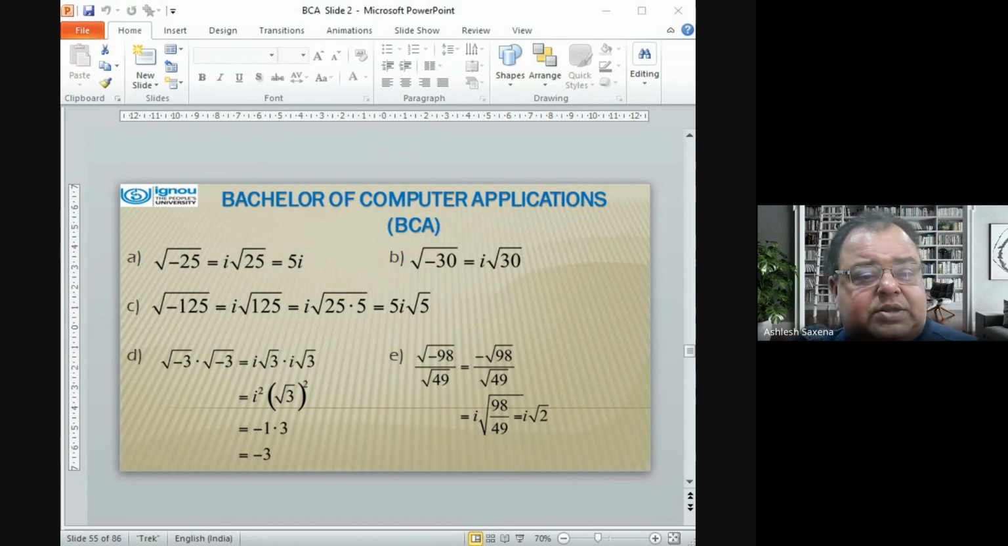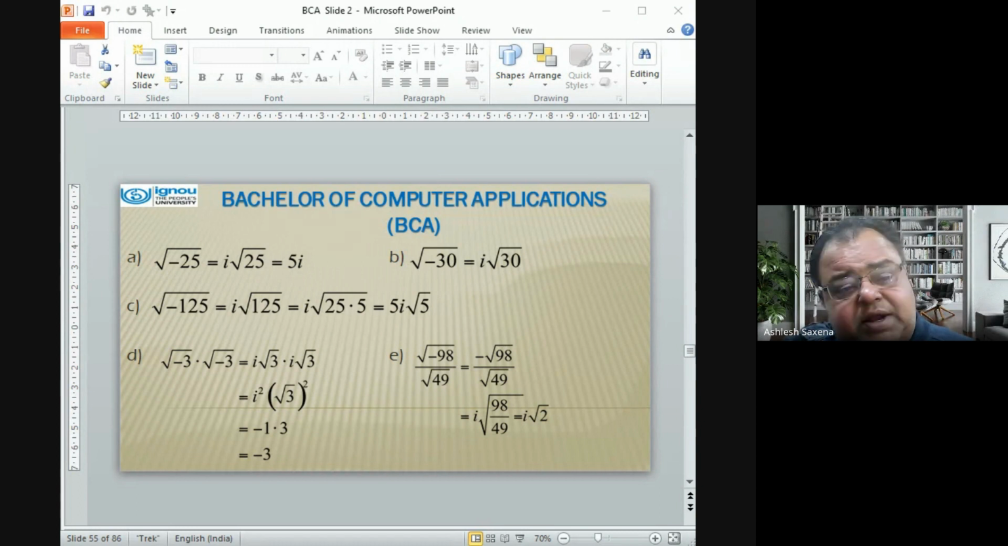Under root minus 25. Simply we can say that it is under root minus 1 into 25. Under root minus 1 is iota and under root 25 is 5. So that is why it is written 5 iota. Similarly, in the second example, it is not a perfect square of any number, so that is why it has been written like that.